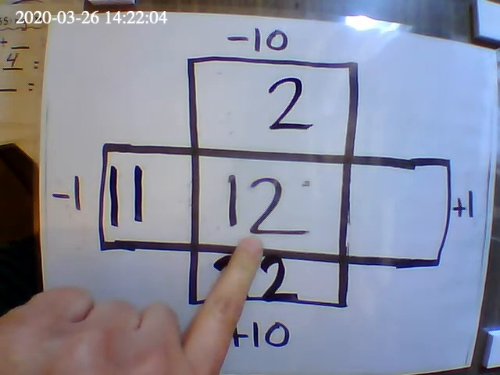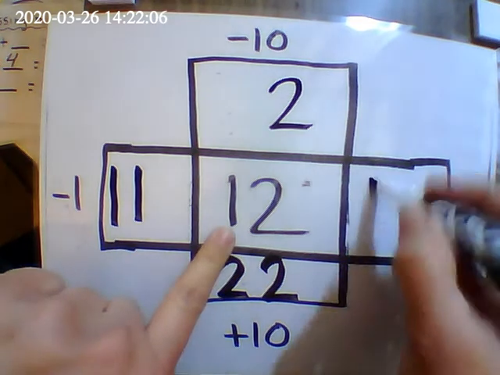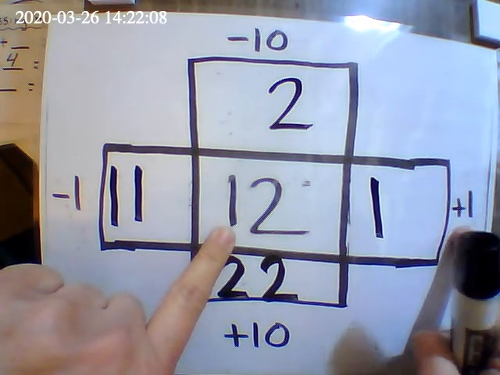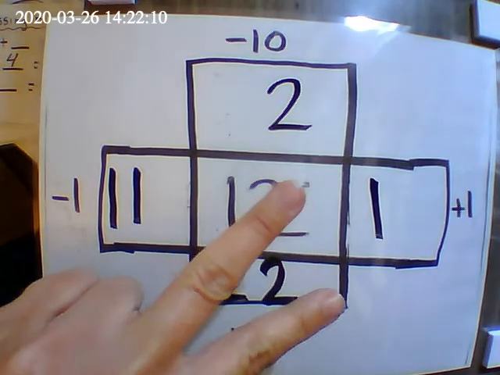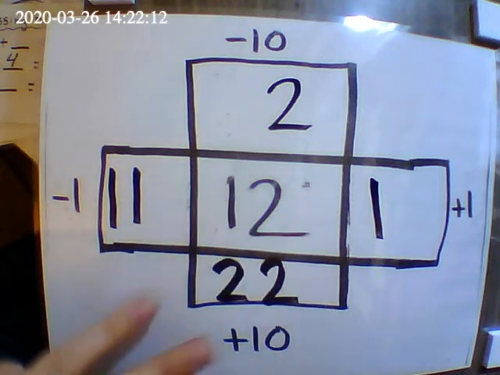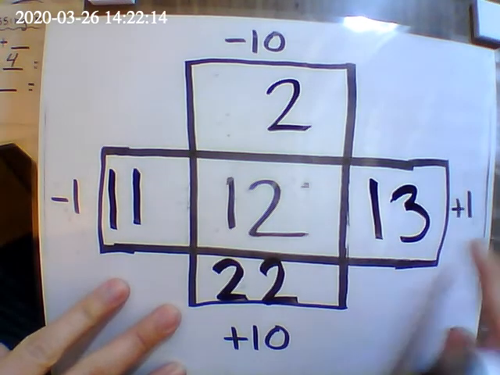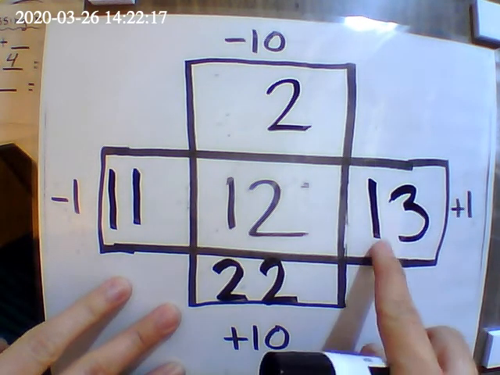So let's go back to 12. We can keep the tens the same because we're only adding one more. We had 2 ones. Now we're going to add another one. So 12 plus 1 more equals 13.